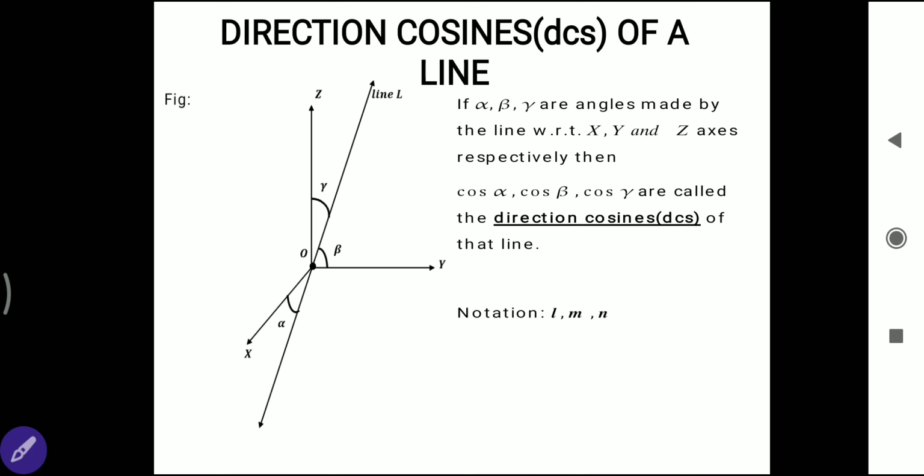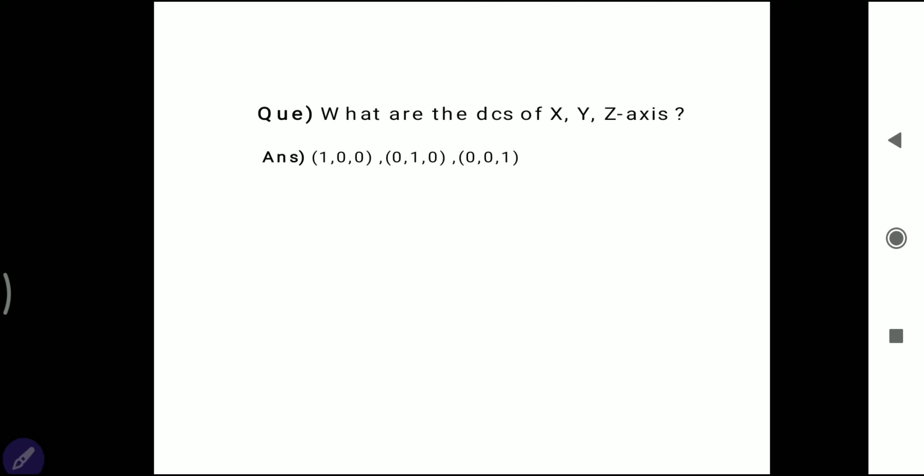Now the next definition that we are going to see is direction ratios. Before that, we'll just note down this thing. For the axes x, y, z, the direction cosines of the x-axis are 1, 0, 0. Direction cosines of y are 0, 1, 0. Direction cosines of z are 0, 0, 1. Because the x-axis makes an angle of 0 with itself, 90 degrees with the y-axis, and 90 degrees with the z-axis. So cos 0 is 1, cos 90 is 0, 0. That's why it is 1, 0, 0. Similarly for y, similarly for z.